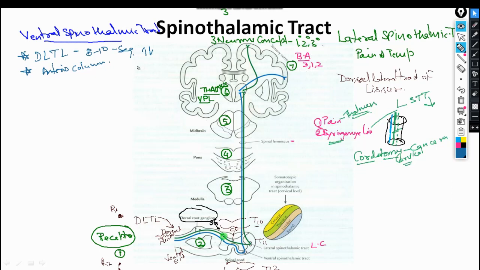So this ventral spinothalamic tract carries the sensory modalities for crude touch, pressure, itching. So this is about the spinothalamic tract.